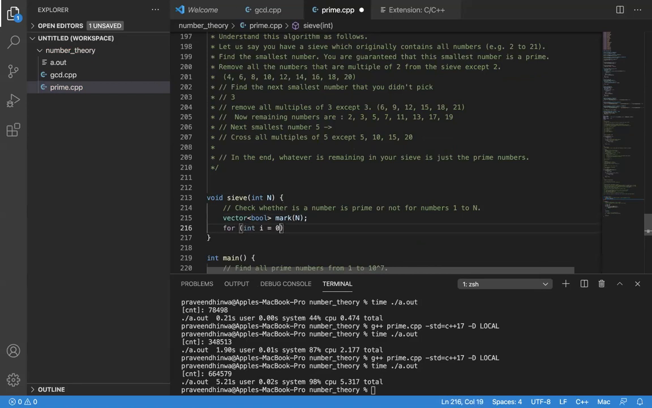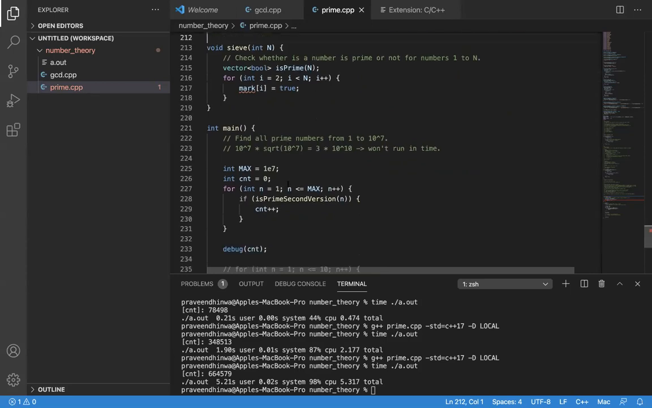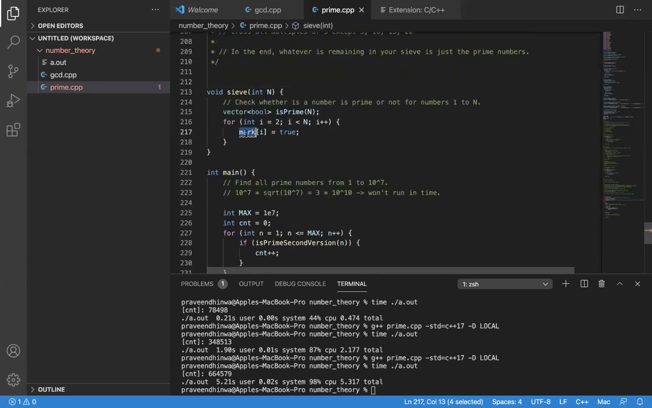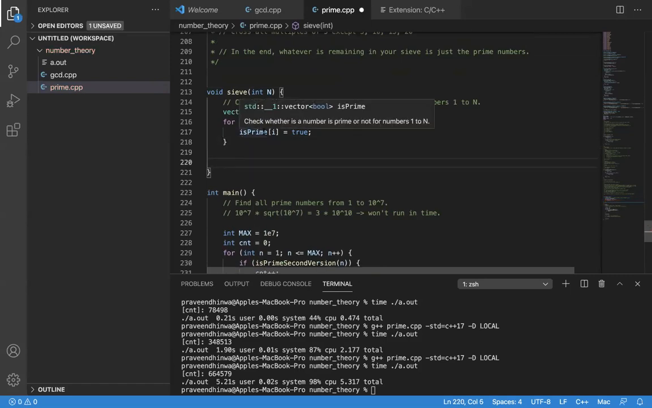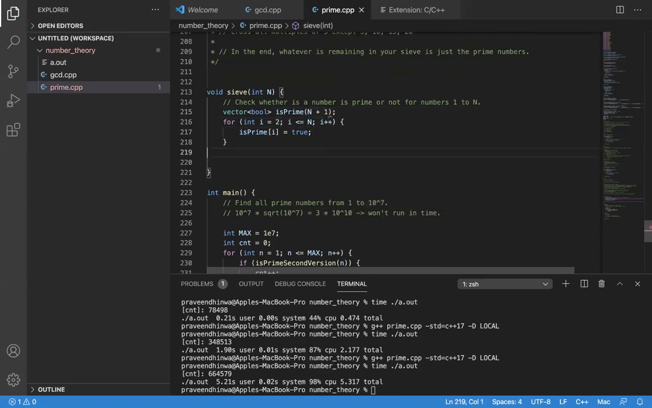So for int i from 2 to n, i plus plus, mark of i is equal to true, or let's call it is_prime maybe. Yeah, is_prime is fine. So this is like your sieve before starting. Before starting, I have taken all the numbers from 2 to n, and they are in my sieve. So sieve contains only the prime numbers.